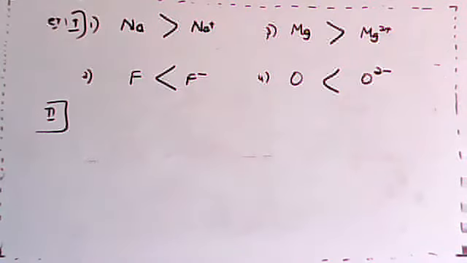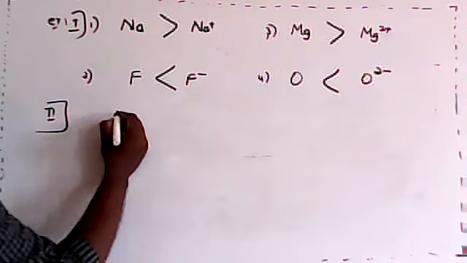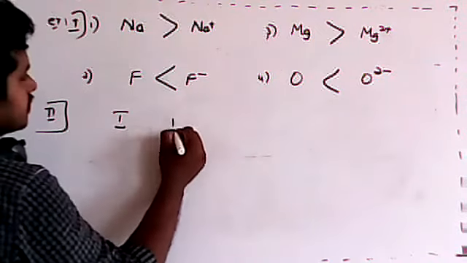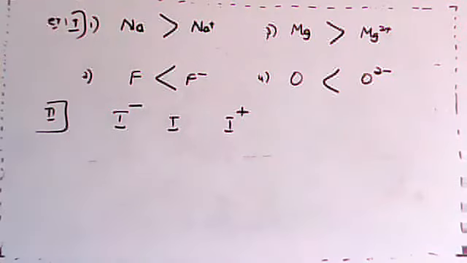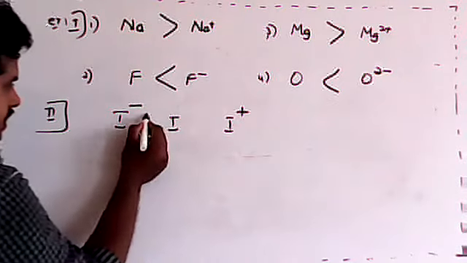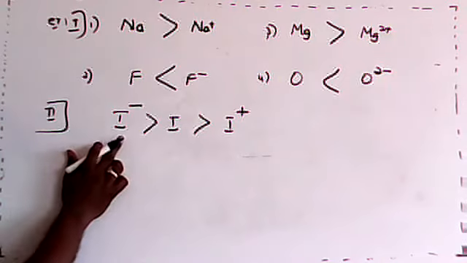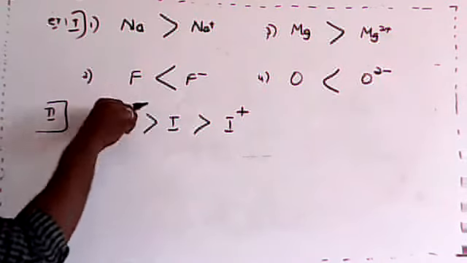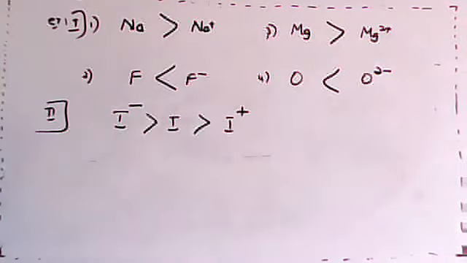Okay. See, let's compare the second set now. The second set will be comparing I, I minus, and I plus. Same element in different anionic and cationic form. Yes, here, like this. Got it? Because add ion, remember, you are adding it. Adding means more. Cut ion, you will be cutting, means less. Got it? Similarly, we'll compare this.